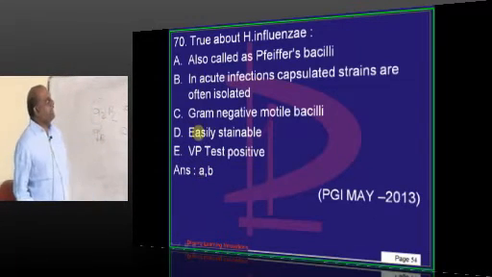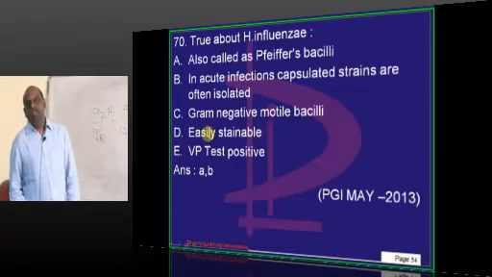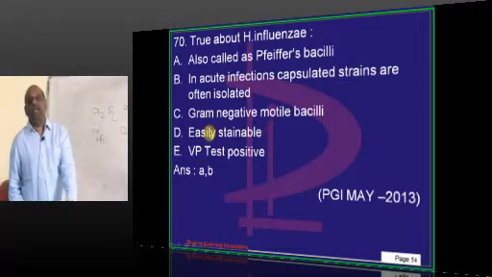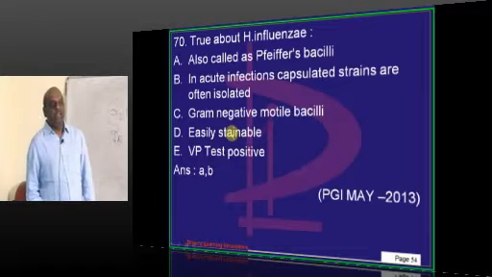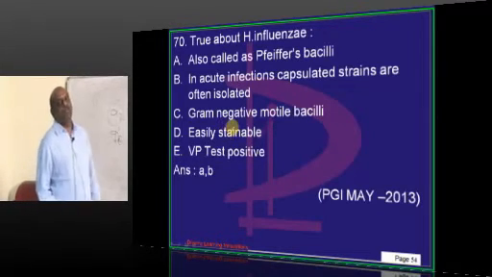It is not easily stainable. H. influenzae is what needs to be remembered. And it is an immotile bacillus. And the examiner asked on a simple thing like, is it motile or not? Have you heard of any flagellate type of motility? Nothing at all, right? So it is non-motile.